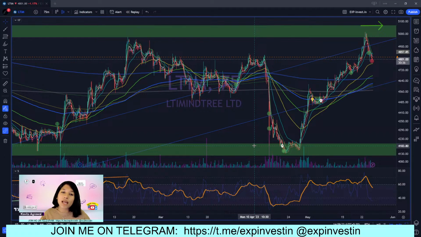vary. For example, in some cases it may pierce the level of 30 slightly, in some cases it may bounce back from the level of 30 itself, in some cases it may just hover a little bit near the level of 30 and then turn up, in some cases it has a tendency to give a very sharp turnaround from the level of 30 during a bull trend.